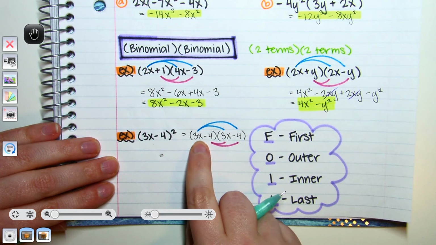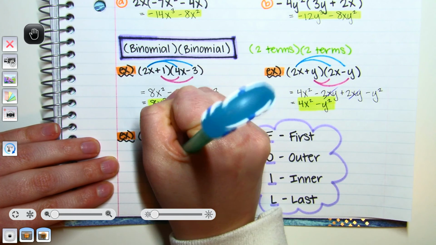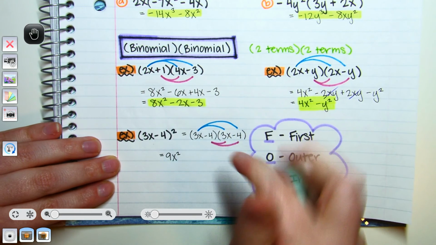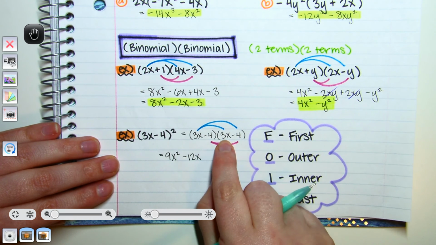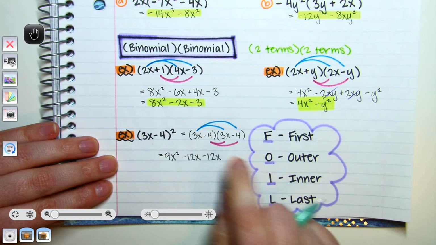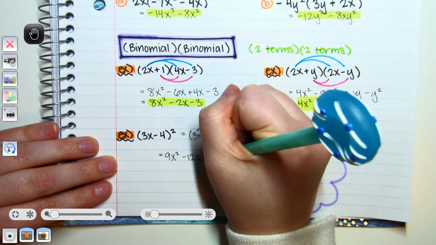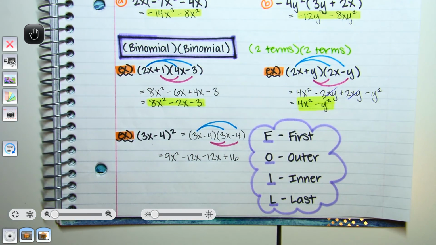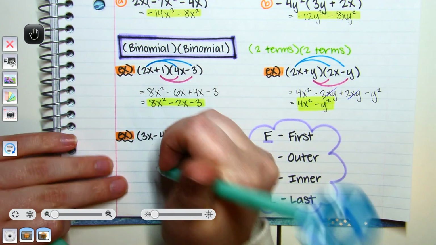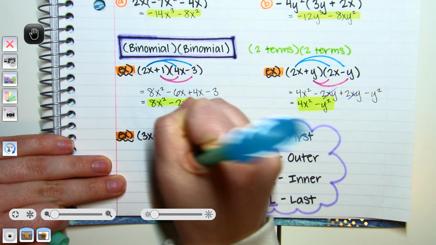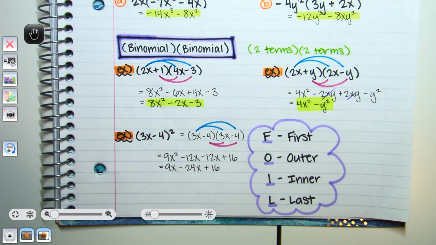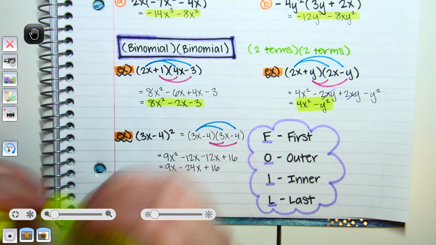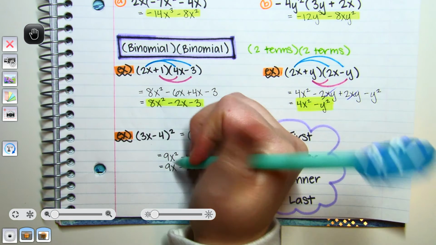So first is 3x times 3x, which is 9x squared. Outer is 3x times negative 4, so negative 12x. Inner is negative 4 times 3x, which is negative 12x. And then last, negative 4 times negative 4 is positive 16. And then I have my like terms in the middle, negative 12x minus 12x. So when I combine those together, I get negative 24x. And there we go. Oops, I forgot to write the little squared symbol. There we go.